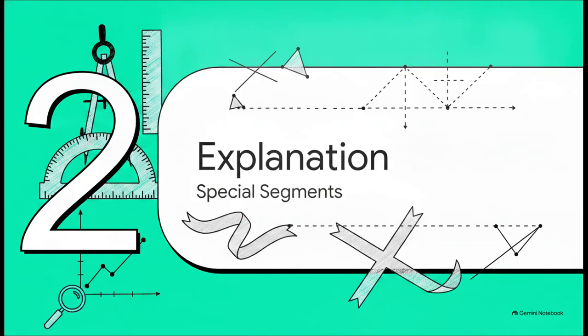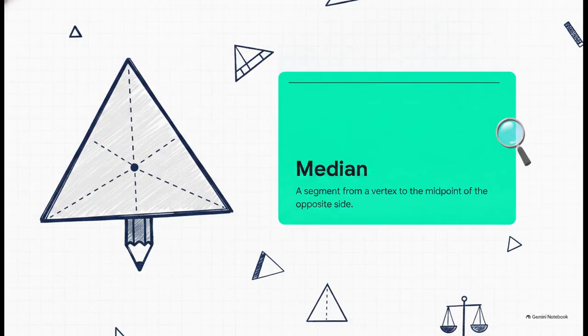Moving right along to Section 2. Explanation. Special segments. Okay, so the very first special segment we need to look at is the median. A median of a triangle is just a segment that goes straight from a vertex to the exact midpoint of the opposite side. Now, when you draw all three medians in a single triangle, they always meet at one very specific point of concurrency. We call this point the centroid.